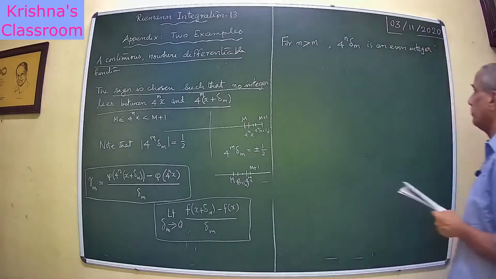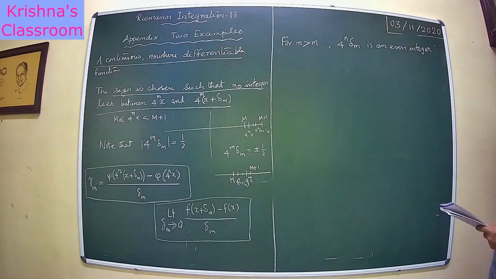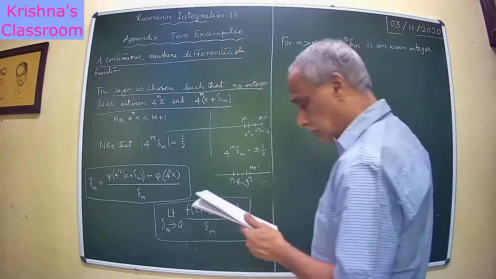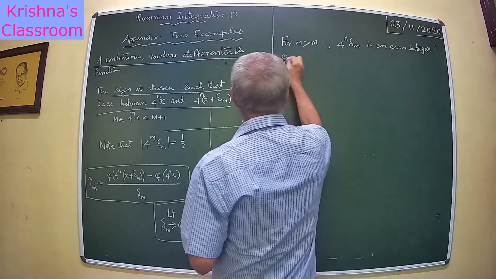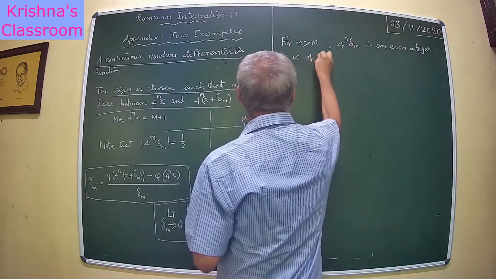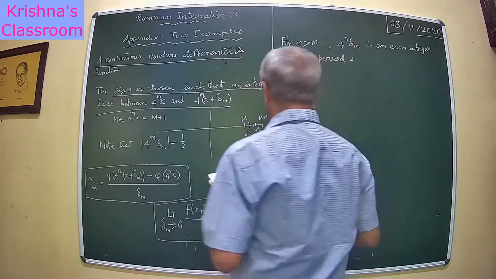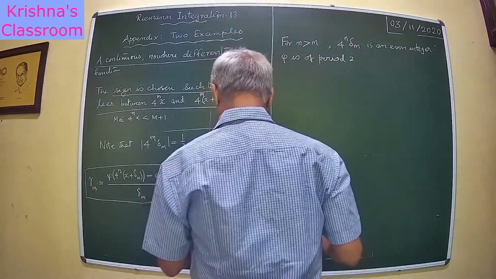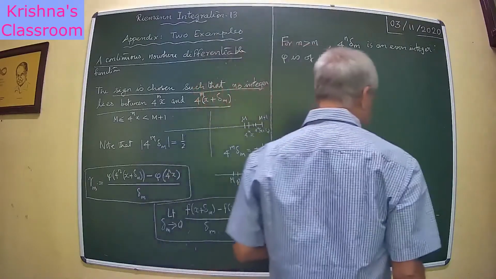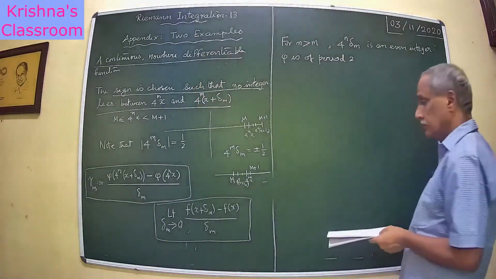Because just go to the definition and multiply by 4 to the power n, and then use the fact that n is greater than m. This is, and phi is of period 2. Okay, so that's how we have extended it.